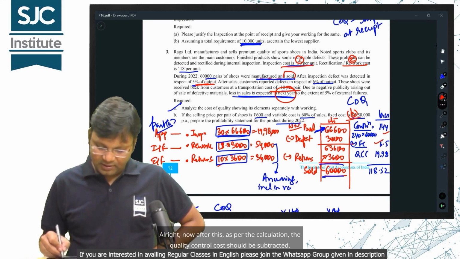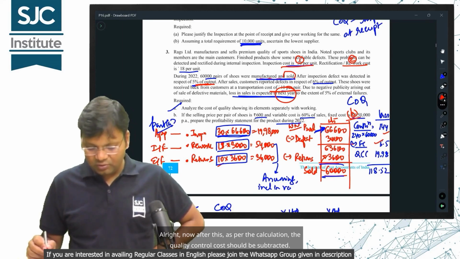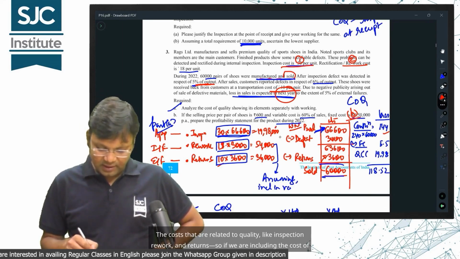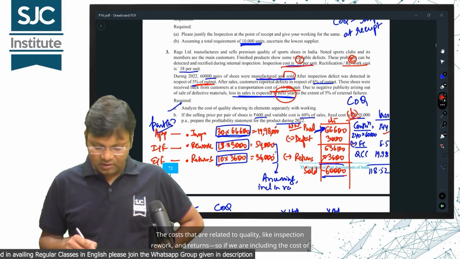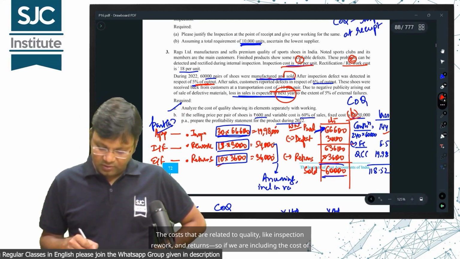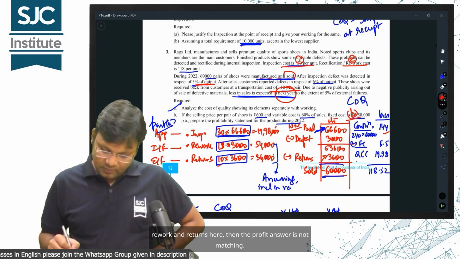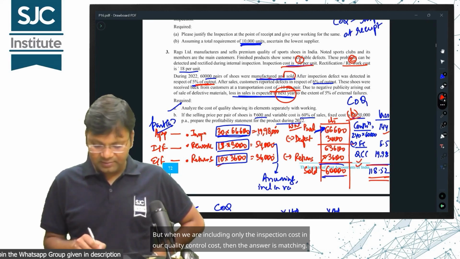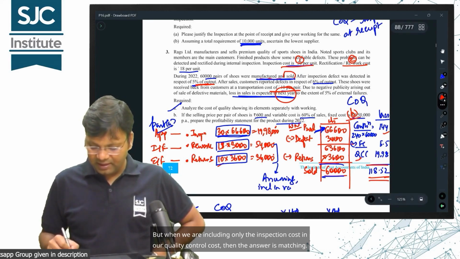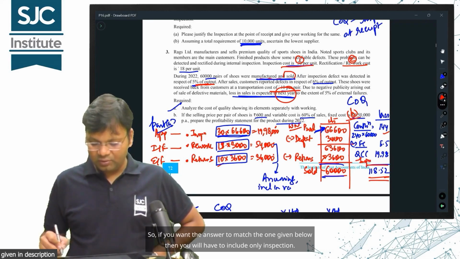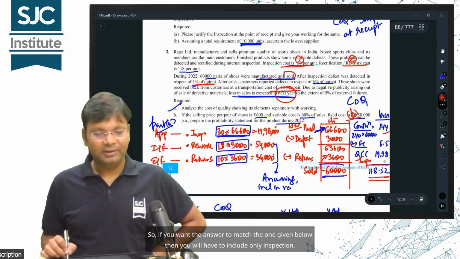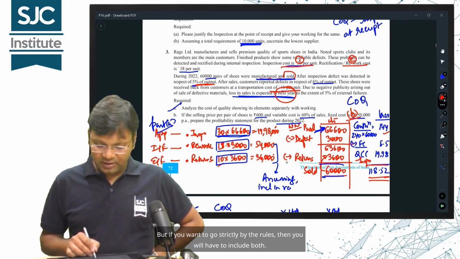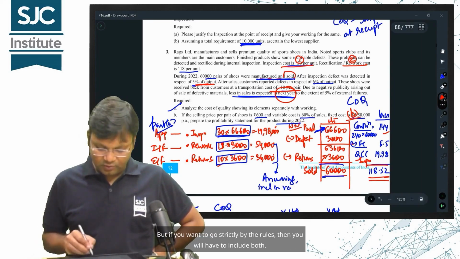Alright, now after this, as per the calculation, the quality control cost should be subtracted. The costs that are related to quality, like inspection, rework, and returns. So if we are including the cost of rework and returns here, then the profit answer is not matching. But when we are including only the inspection cost in our quality control cost, then the answer is matching. So, if you want the answer to match the one given below, then you will have to include only inspection. But if you want to go strictly by the rules, then you will have to include both.